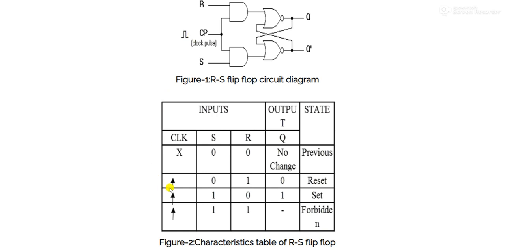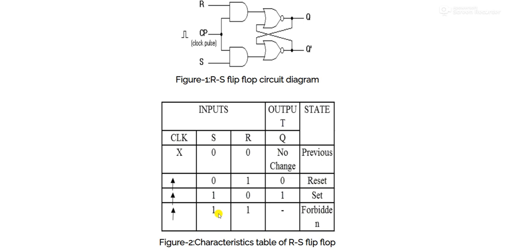Whenever we apply a clock pulse for a particular value of S and R, we will get some value at our output. For S equal to 0 and R equal to 1, our output will be reset. The value of output is 0 and the state is reset. For S equal to 1 and R equal to 0, the condition is set, so your output will be 1 and your state will be set.